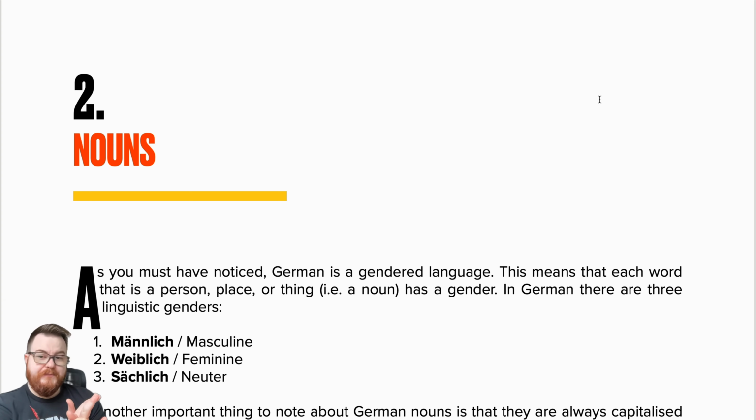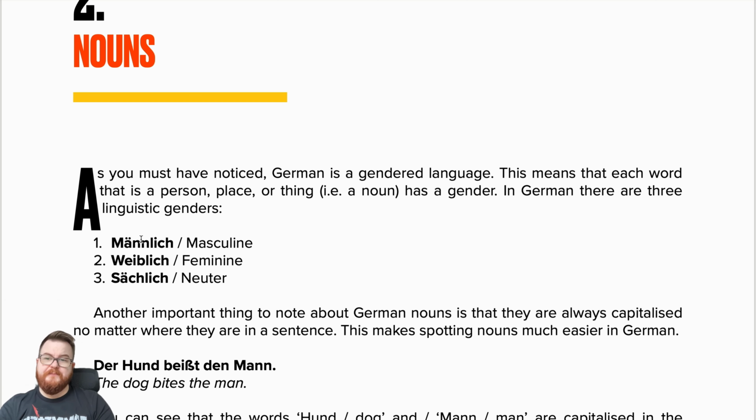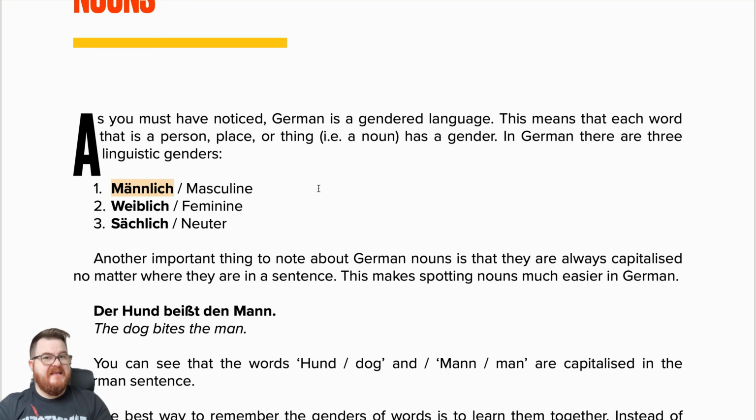And in German, something that you should know, which you probably already know, is that all nouns have a gender, a linguistic gender. And there are three linguistic genders in German. There is, as we can see here, männlich, which is masculine, weiblich, which is feminine, and sächlich, which is neuter.